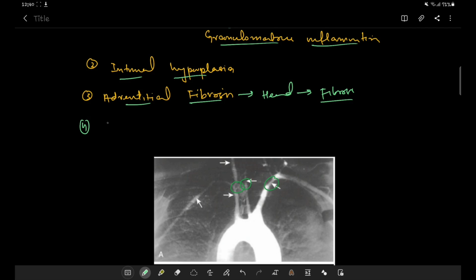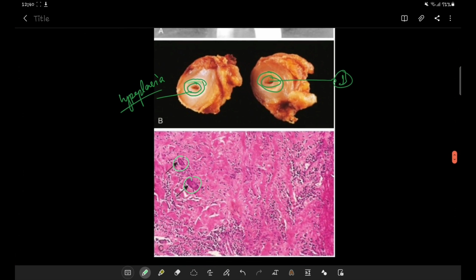There can also be destruction and fibrosis of the media. There can also be destruction and fibrosis of the media, along with the infiltration by the giant cells. As you can see, there is destruction of the media of the aorta.